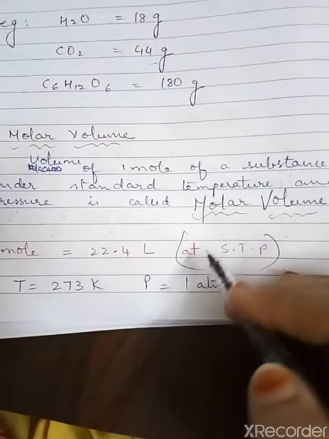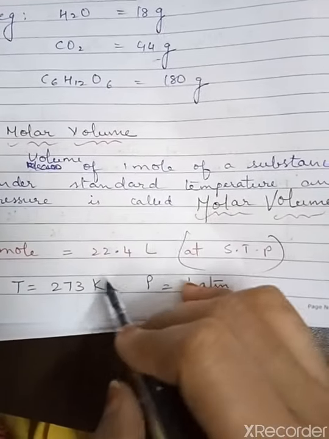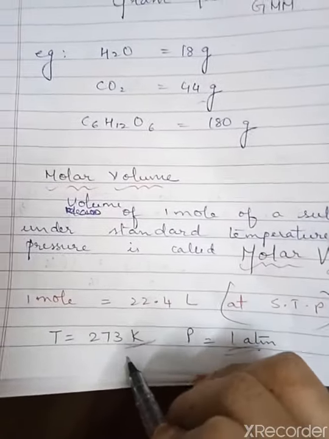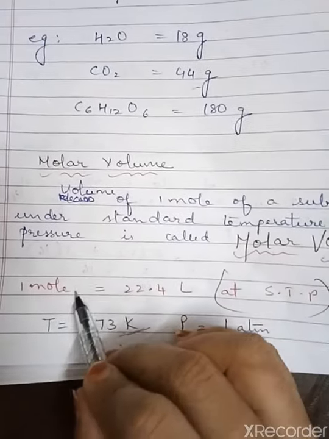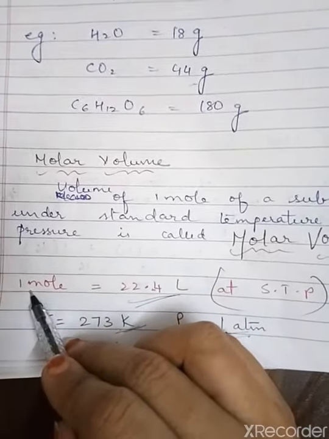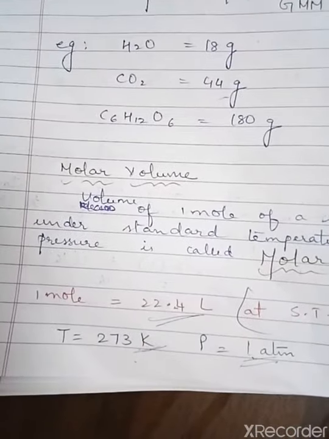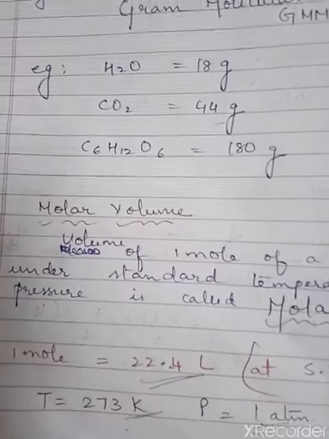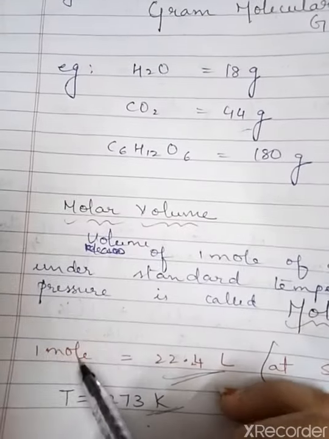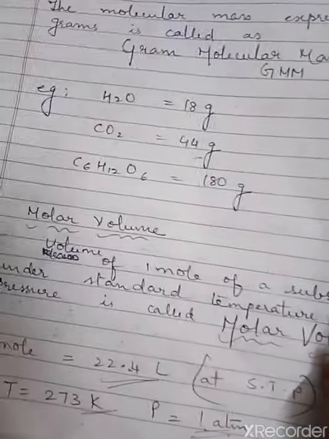Now what is the standard temperature? Standard temperature means the temperature is 273 Kelvin and standard pressure means the pressure is 1 atm. So when your gas is at 273 Kelvin 1 atm, the volume occupied by it is 22.4 liter and that is the volume of 1 mole. So any gas you take, any gas when it is at 273 Kelvin 1 atm, the volume is 22.4 liter and it will have 1 mole of the gas in it.